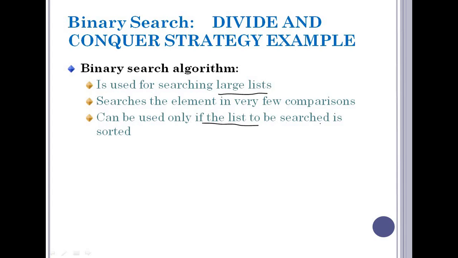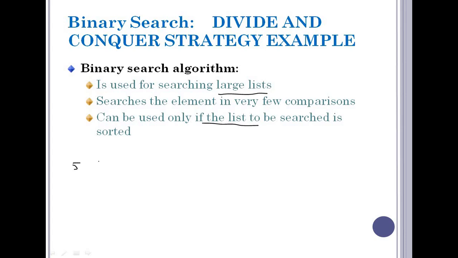The list in which you want to search the element should be sorted. And the third property is that we want to search the element in very few comparisons. So these are the properties of binary search. For example, I will first explain linear search so you can understand the difference between linear and binary search. Suppose I have an array.